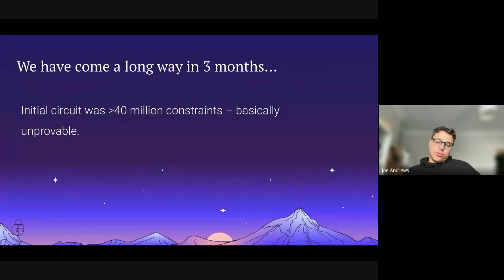I think the initial circuit size for a storage proof didn't really even compile. So it was around 40 million constraints, and really you can't prove that on any AWS machine, let alone in the browser. So we had to do some pretty serious engineering and upgrades to start to make this more feasible.